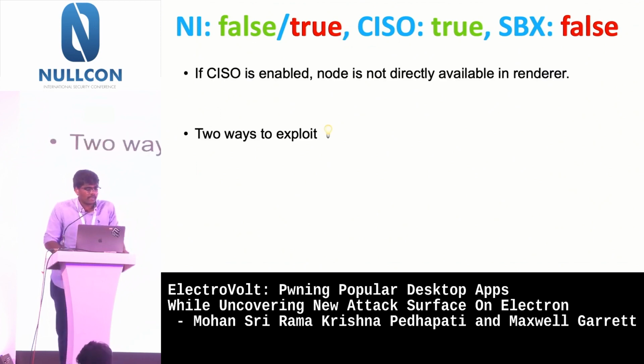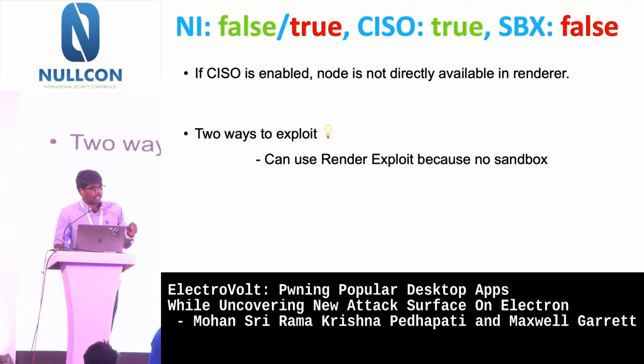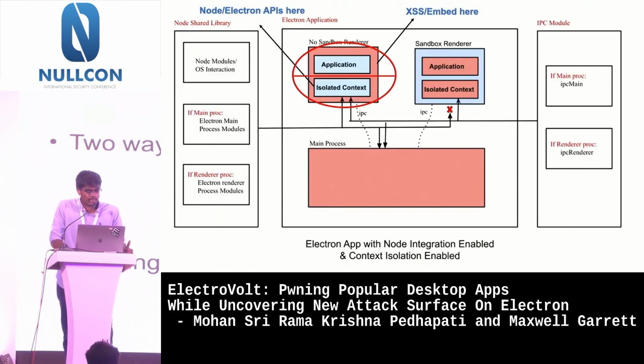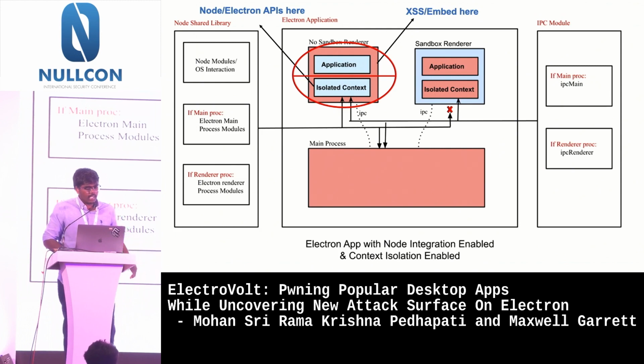So there are two ways to exploit this bug. We can either use a renderer exploit, which means we use a V8 exploit to get remote code execution because the sandbox is disabled, or we need to somehow find a bug which is not available, which is disabling context isolation somehow. So let's see how we can exploit this. And this is where we are in the architecture. As you can see, the application JavaScript context is different from the node primitives, IPC primitives, isolated context, which means even if we have access in the application JavaScript context, we can't access node modules.